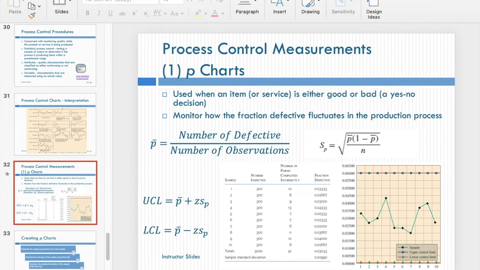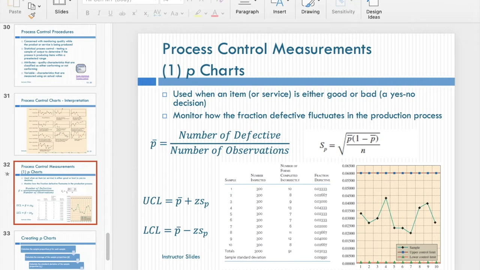Then the fraction of the defective products can be easily calculated, right? This is 10 out of 300. Then you use 10 divided by 300 to get this fraction defective, which is 0.03333. That's it. And you can see within other samples, although you always inspect 300, the number of defective products itself is changing all the time.